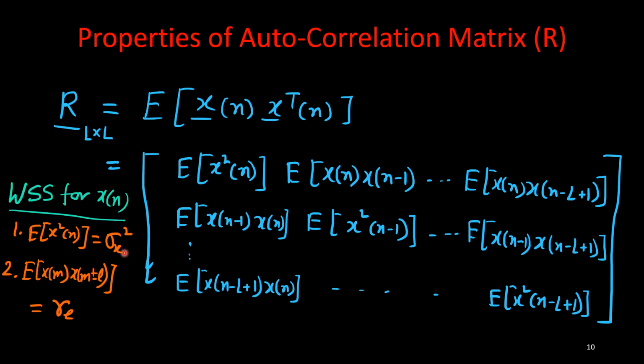Right? So we can use this wide sense stationary property of x[n]. Then we'll try to analyze the properties of R. So only for this wide sense stationary process, we'll consider the properties.